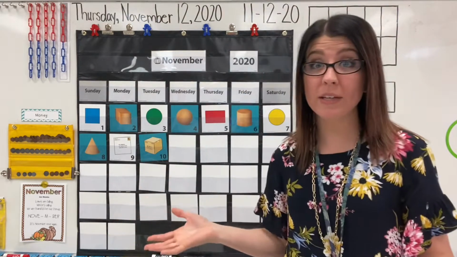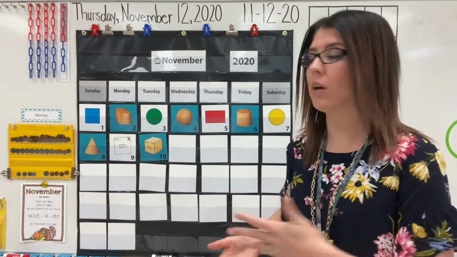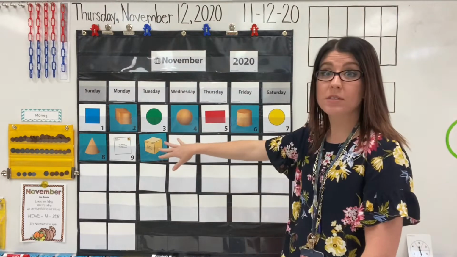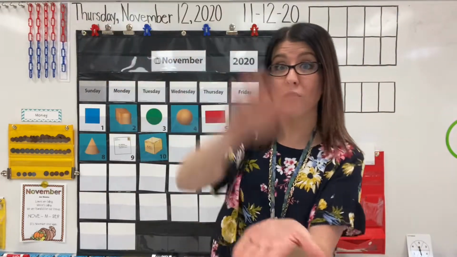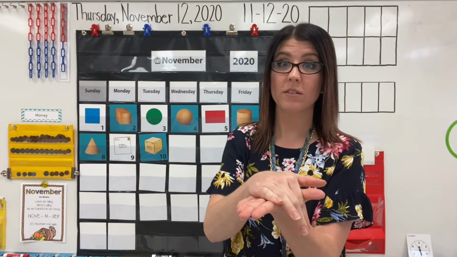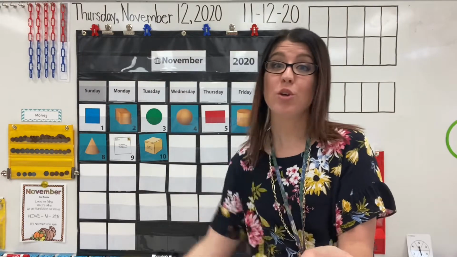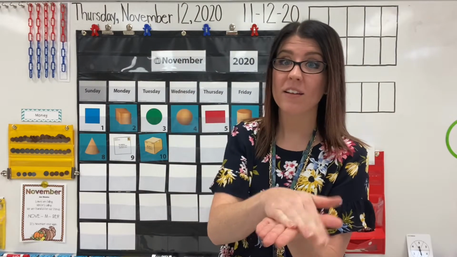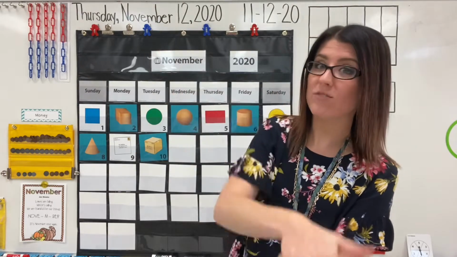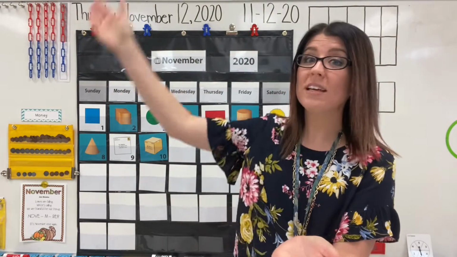Now, we haven't been doing calendar every day, so we got to do a little catch-up work. We've been having shapes this month, and some of our shapes are flat. What do we call flat shapes? 2D. 2D means flat. And it's called 2D because it has 2 dimensions.